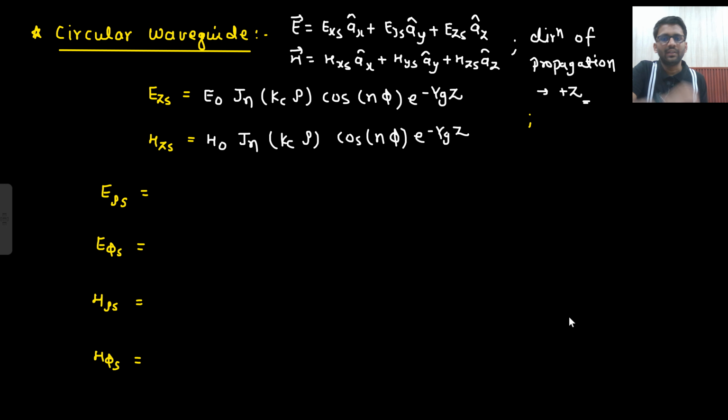Okay. Now we will discuss what is what. Do you know what rho is? Rho is the coordinate. Like in our rectangular waveguide, we were getting cos n pi by b into y. So what was y? Y was our coordinate.